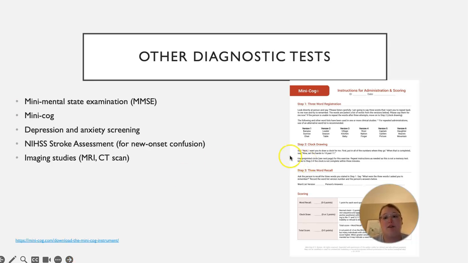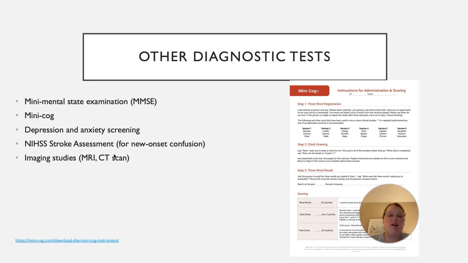All that involves, there's a picture of that right here on the slide. It's a three-word word recall. So you give them 3 words. You can choose any of these versions up at the top of the screen. And then you have them draw a clock, which is actually part of the MoCA assessment as well. But if they would fail this mini-cog, then that's when you would go on to complete the MoCA.